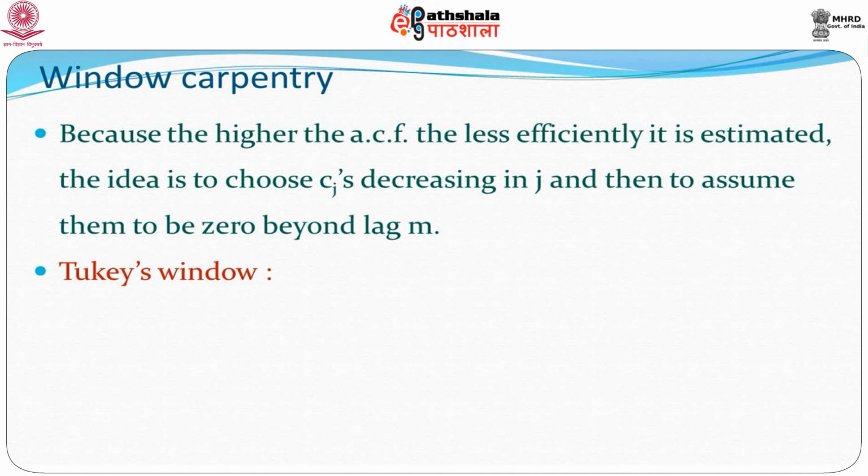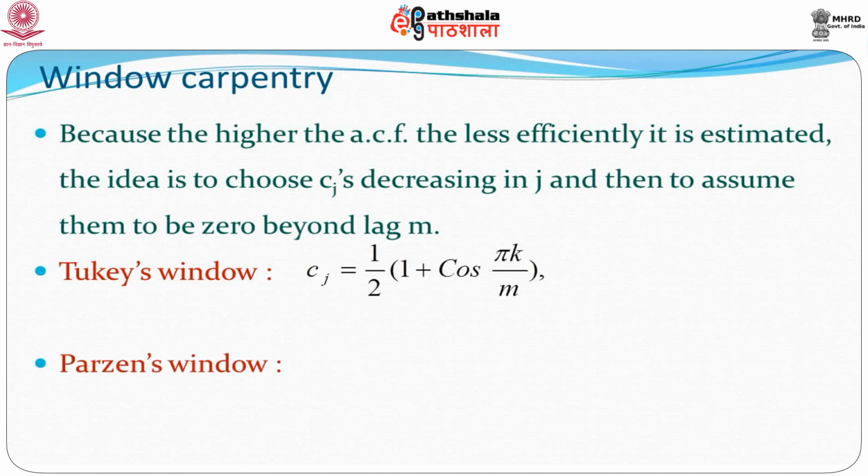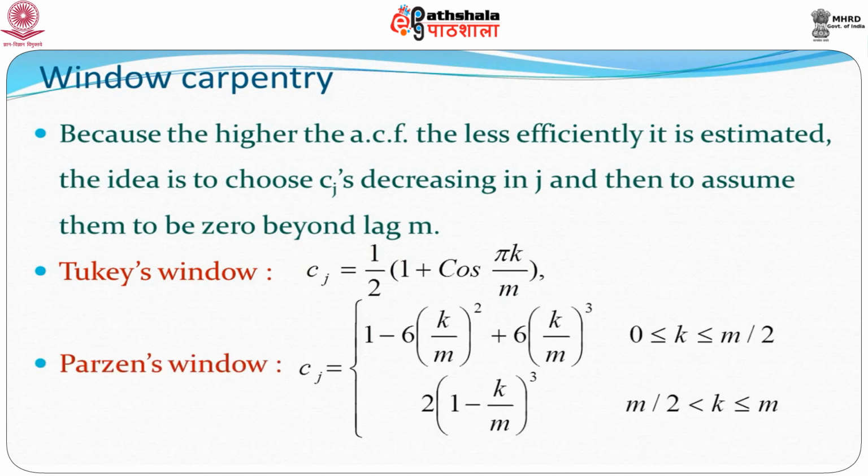Tukey's window, and that is given when C_k is equal to half of 1 plus cos pi k by m, and the other, which is also very popular, is the Parzen window, which is a little bit more complex in that you define this differently for k less than m by 2 and for k greater than m by 2. So, there are several other types of windows by which you can actually smooth out the series, and you can show that the resultant I_n star would be consistent for the spectrum.